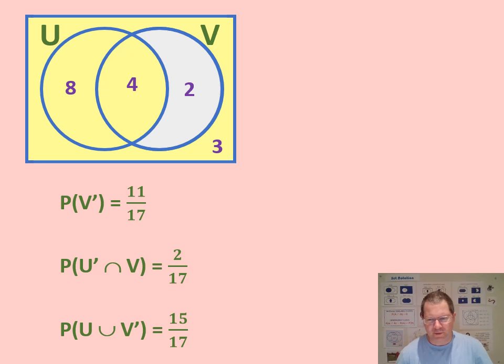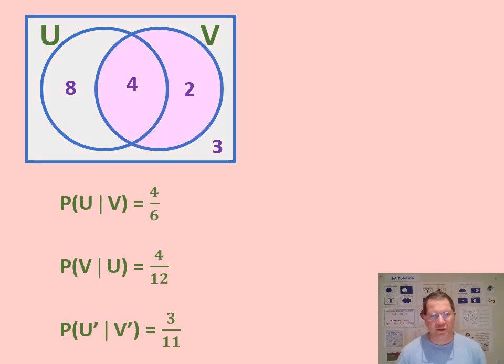And then for our union, the union of U and not V, we want the numbers that are in U, that's the 8 and the 4. We want the numbers that aren't in V, that's the 8 and the 3, but we don't count the 8 twice. 8 plus 4 plus 3, the ones coloured in yellow, is 15, again out of the total of 17. One other thing to notice, I've already mentioned it, but I'll mention it again. If you look at the not U intersection V and the U union not V, they are opposites of one another. The intersection has turned into a union, the not U has turned into a U, the V has turned into not V, and the probabilities add up to 1.